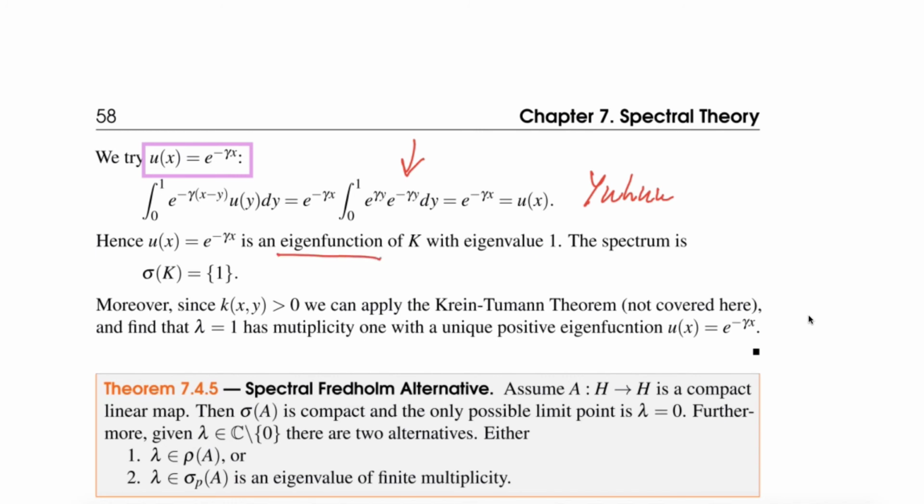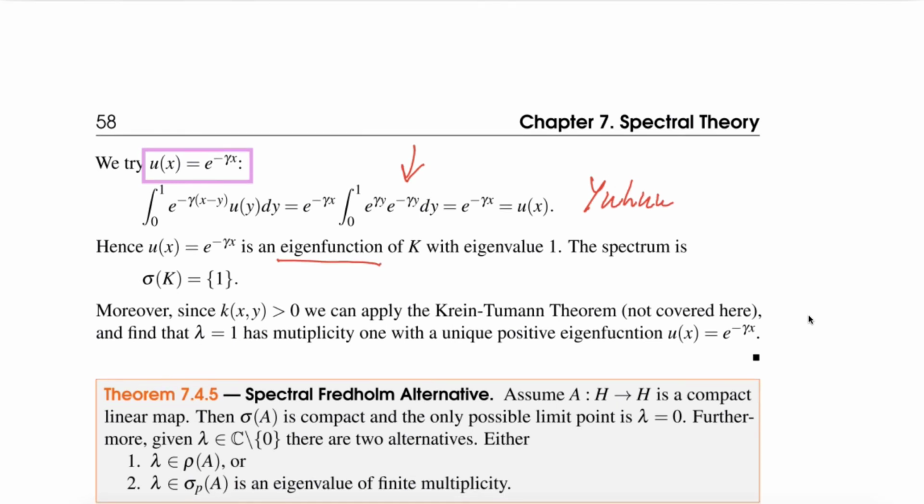So this means, finally, the spectrum of this operator here is just one value, the value equal to 1. We are lucky because earlier we showed that the spectrum cannot be empty. So this one is not empty. It just has 1 point.